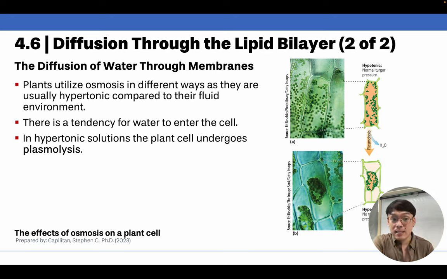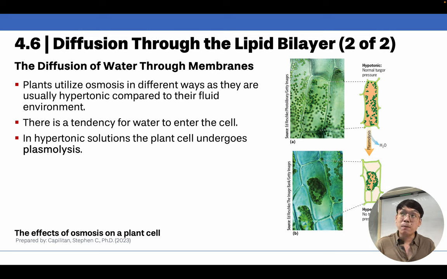In the case of plants, they use osmosis in different ways, as they are usually hypertonic compared to their fluid environment. So there is a tendency for water to enter the cell. We'll describe here the effects of osmosis on a plant cell. Aquatic plants, for example, are living underwater, living in fresh water, and they are surrounded by a hypotonic environment. So water therefore tends to flow into the cells, and it creates bigger pressure.